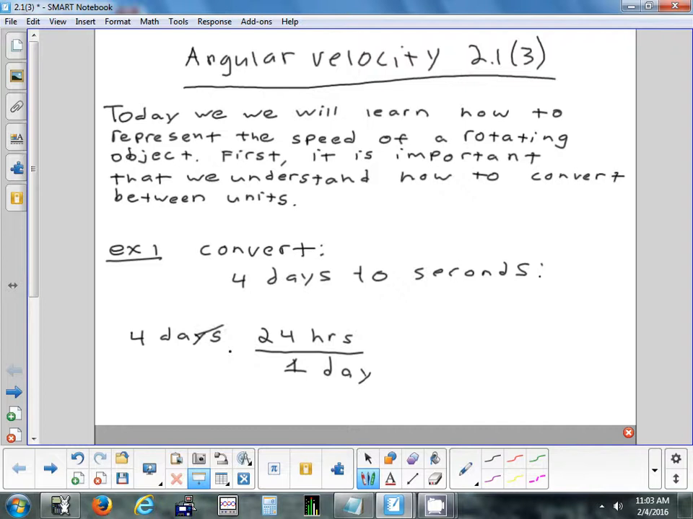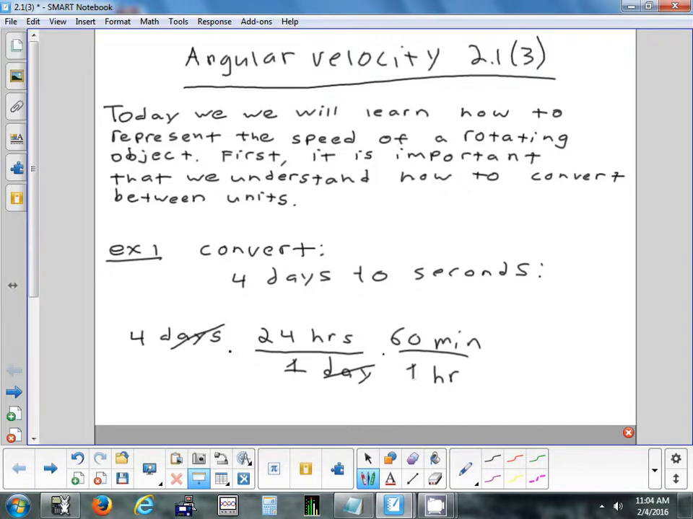Now because we have days in the top and days in the bottom, we just canceled out days, and we'd have a calculation for how many hours in 4 days. Now, what's the next unit smaller than an hour? Minutes. I'm trying to cancel hours, so where would hours go in this fraction? It's going to go in the bottom again. You said minutes was the next unit. That's going to go on the top. And what's the connection between hours and minutes?